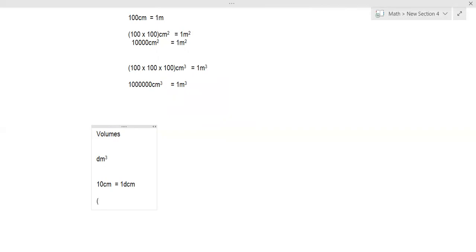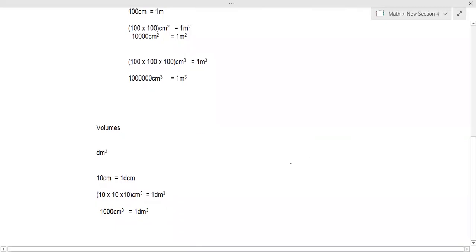That will be 10 times 10 times 10 cm cube, which is actually equal to 1 dm cube. So 10 times 10 times 10, that will be 1,000. So 1,000 cm cube is actually equal to 1 dm cube. Okay, so as long as you know the linear one, you can always find the ones with squares and cubes and all that. So 1,000 cm cube is the same thing as 1 dm cube.